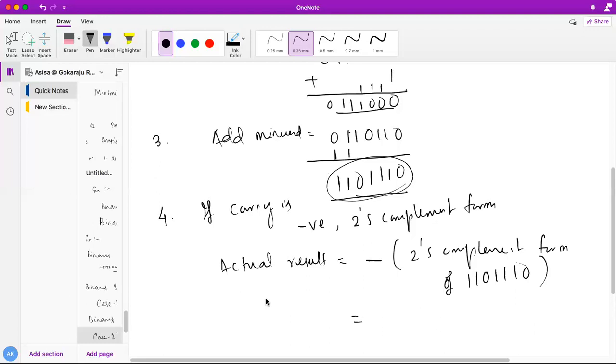So very simple. What is 1s complement of this? At the end you can put negative. 1s complement 0, 0, 1, 0, 0, 1, 0, 0, 1, 0, 0, 1 and make it 1. This will be a 2s complement, 1, 1, 0. So this will be carry 1, 1, 0, 0, 1, 0, 0 and put a negative sign. So this will be how much, students? Minus 1, 0, 0, 1, 0.